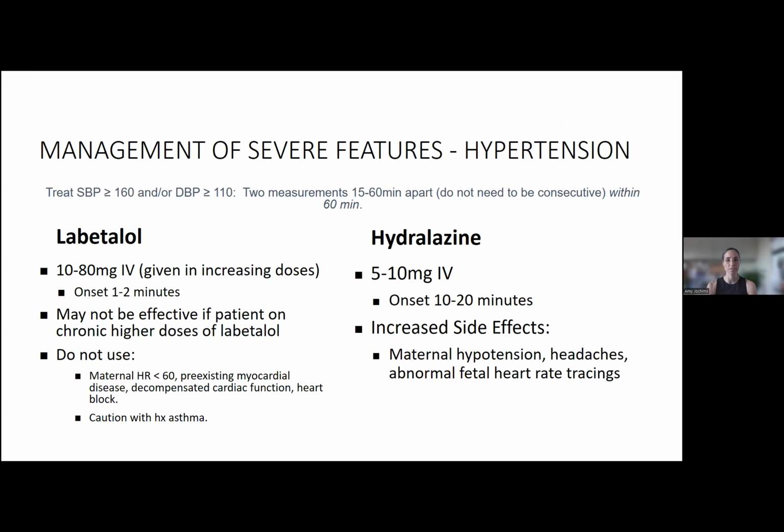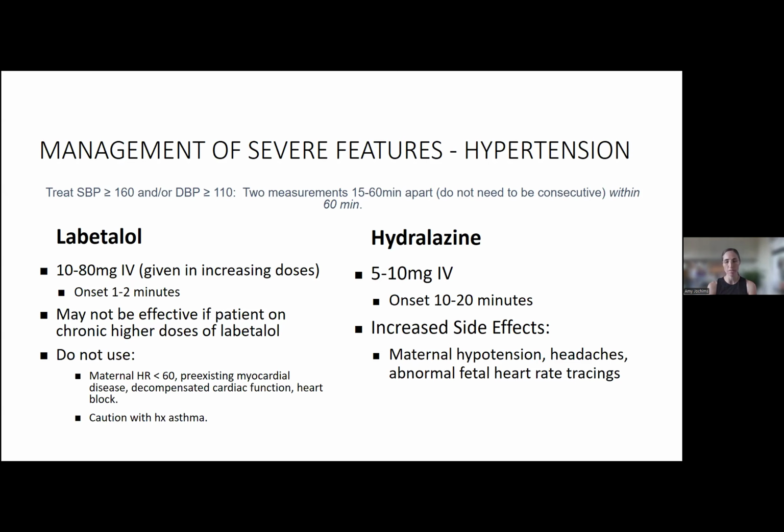So management of the severe features with hypertension. Again, just the reminder of what that is. Labetalol IV is given in increasing doses. A lot of times it's 10, 20, 40, 80, kind of doubling that dose as you go up. There are some instances where it's not as helpful. For example, a patient who's on 400 of labetalol 3 times a day and comes in with severe pressures or features, that may not be the best first line choice.